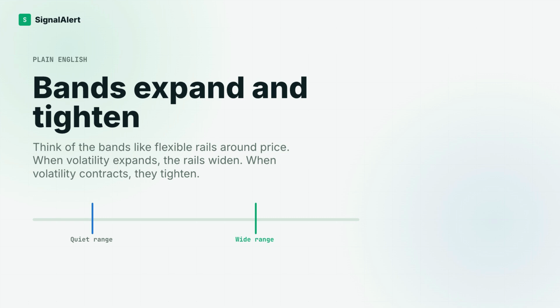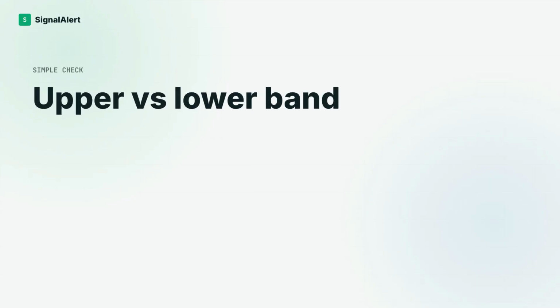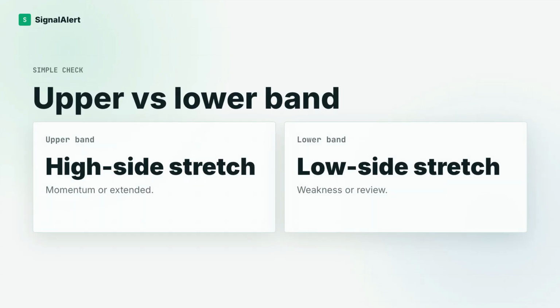In Signal Alert, there are three main settings. Period controls how many days the moving average looks back. 20 days is the common starting point. Standard deviation controls how wide the bands are. 2 standard deviations is the classic setting. Position chooses which band you care about, upper, lower, or both.